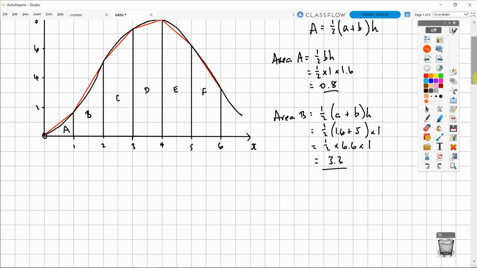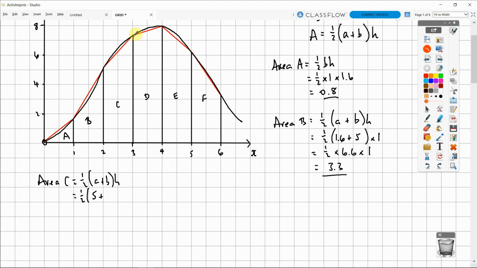I work out area C. Let's put it over here. 1/2 bracket A plus B times H, 1/2 bracket area C. I want the left hand side. I've already said that's 5 in the previous calculation. The right hand side of trapezium C, I reckon, is about 7.3, maybe 7.2, let's go with 7.2, times the strip width of 1, 1/2 times 12.2, so an area of 6.1.